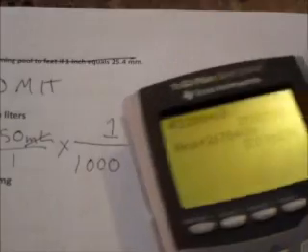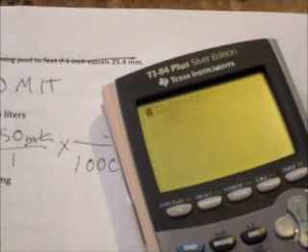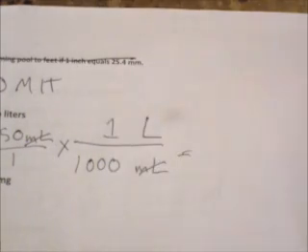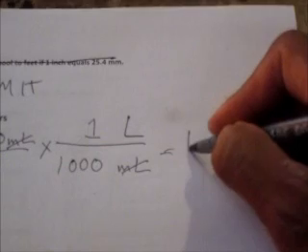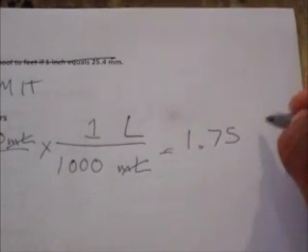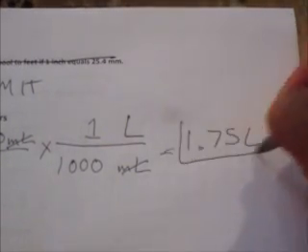So let's punch that into the calculator. Clear that out. 1750 divided by 1,000. And you get 1.75. So your answer is 1.75 liters. Box that answer.